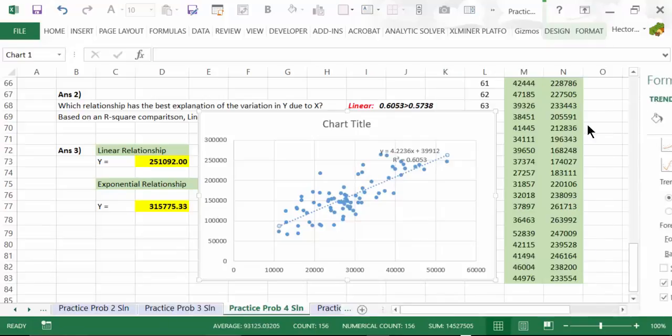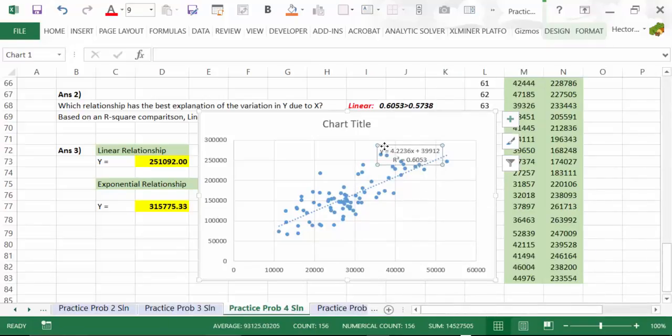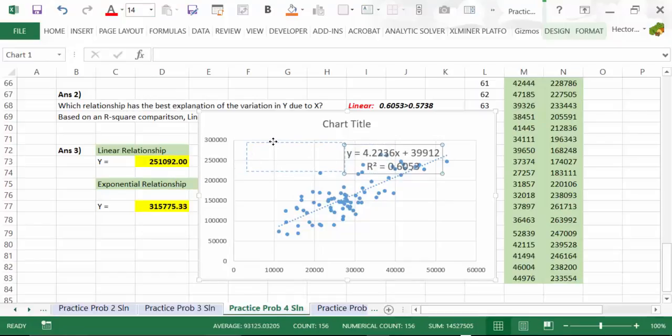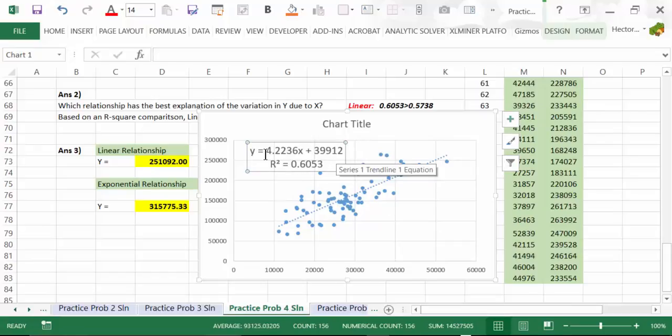So now let's go to our chart. Let's maybe make this a little larger so we can see it. And here's our relationship, that there is a relationship between X and Y that has a constant and a linear relationship with a coefficient, this is called a beta coefficient, of 4.2236 times X. And there's a linear correlation of 0.6053.